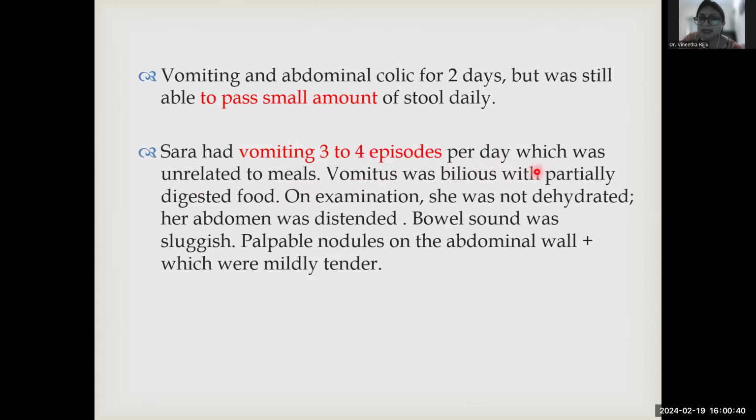Okay, so Sarah had vomiting 3 to 4 episodes per day, which was unrelated to meals. Vomitus was bilious with partially digested food. On examination, she was not dehydrated. Her abdomen was distended and bowel sounds were sluggish. Palpable nodules were seen all through her abdominal wall and was mildly tender.